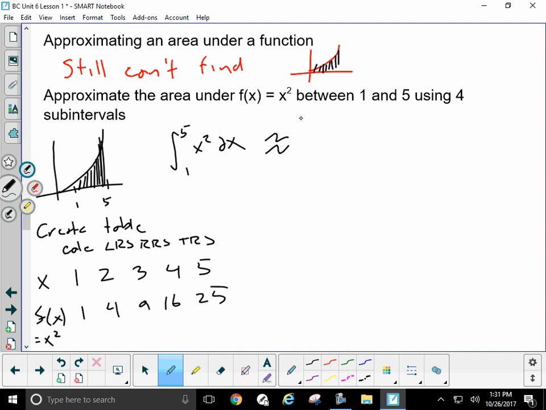Well, our left Riemann sum, 1 to 2, height of 1. 2 to 3, height of 4. 3 to 4, height of 9. 4 to 5, height of 16. Left Riemann sum is going to be 1 times 1 plus 4 plus 9 plus 16. That is 25, 26, 27, 28, 29, 30. Our right Riemann sum, I'll use heights of 4, 9, 16, and 25.